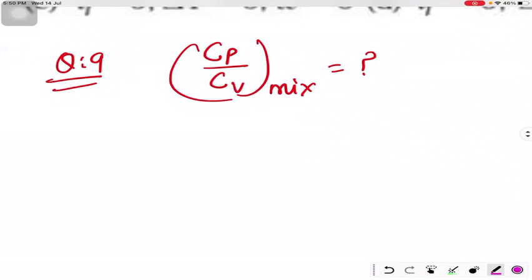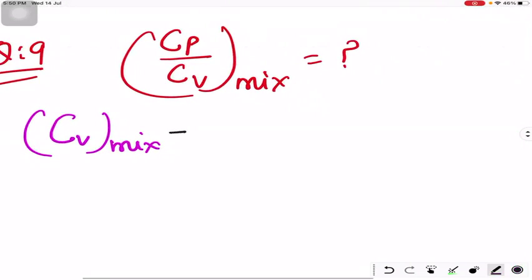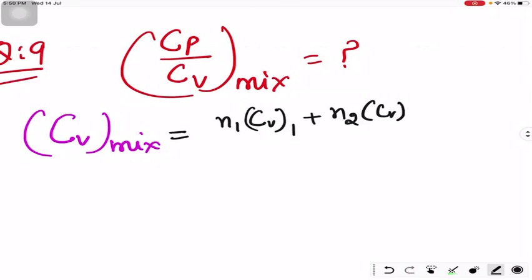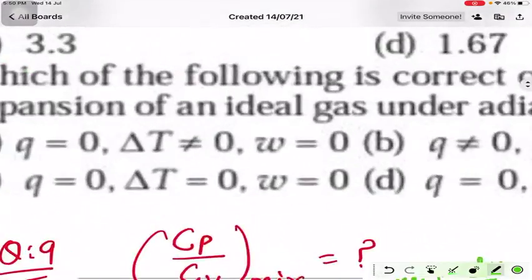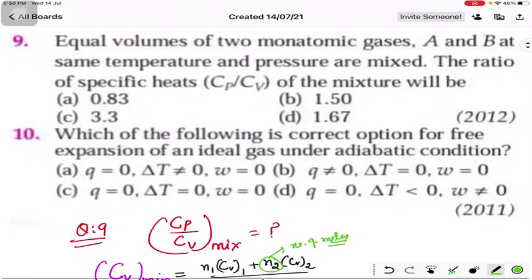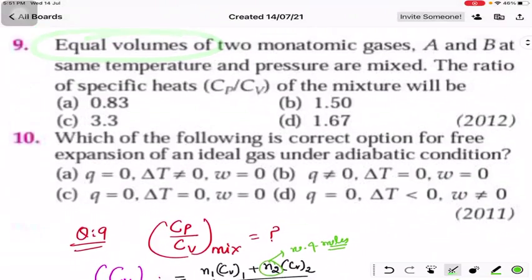Now you have to remember that you have to find heat capacity at constant volume for a mixture. For that you have to apply this formula. And what is the formula? N1 Cv of first gas plus N2 Cv of second gas, divided by N1 plus N2. What are N1, N2 here? These are number of moles or the quantity. Because it has been mentioned here that equal volume means we are mixing an equal number of moles, and the gases are monoatomic.